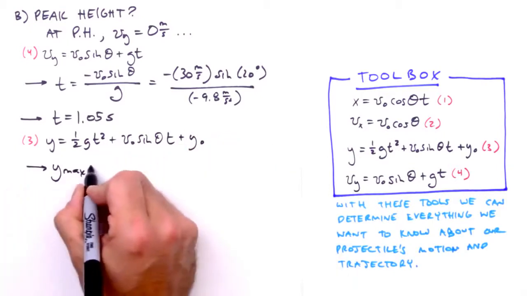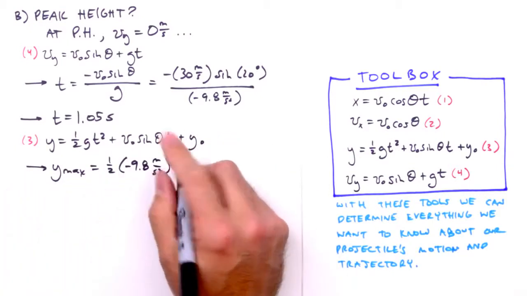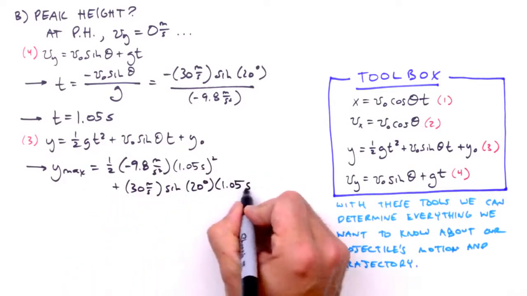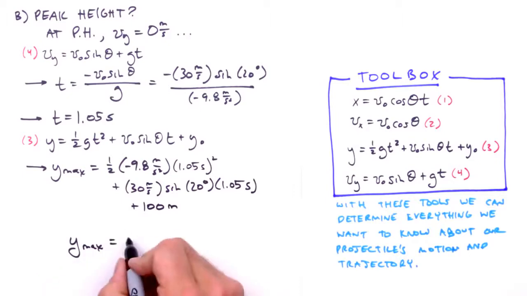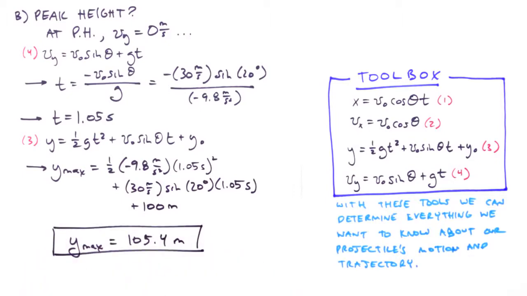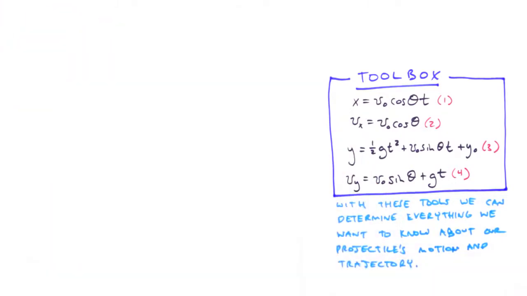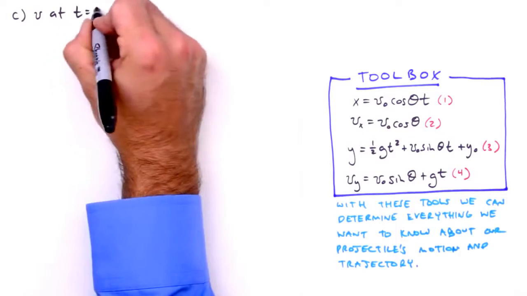And when we assign our values to the variables, using 1.05 seconds, the time coincident with Ymax for t, we find that our projectile reaches a peak height of 105.4 meters. Not very impressive, but very reasonable given our shallow launch angle. Lastly, we'll determine the projectile's velocity 2 seconds after launch.